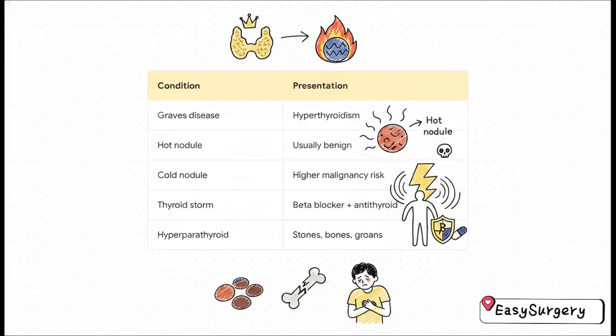First off, the most common cause of hyperthyroidism, Graves' disease. Now, pay super close attention to the binary difference between thyroid nodules here. A hot thyroid nodule is usually benign, but a cold thyroid nodule, that carries a higher malignancy risk. You've got to keep that hot versus cold distinction crystal clear. If a patient escalates into a thyroid storm, your immediate medical association is a beta blocker plus antithyroid medication. And lastly, for primary hyperparathyroidism, always look for the classic presentation vignette, stones, bones, groans.